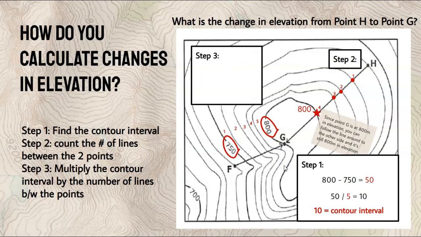Step number 3, I'm going to multiply the contour interval, which was 10, by the number of lines between the 2 points, which is 4. So we have a change in elevation of 40 meters between point H and point G.